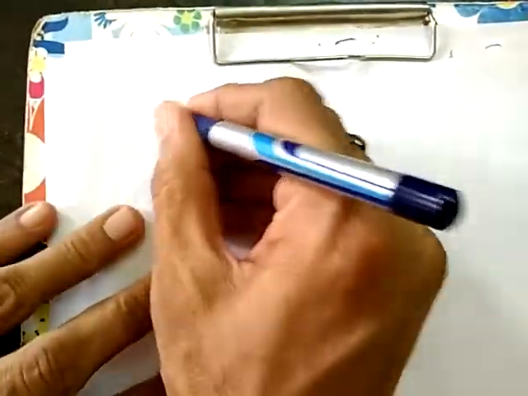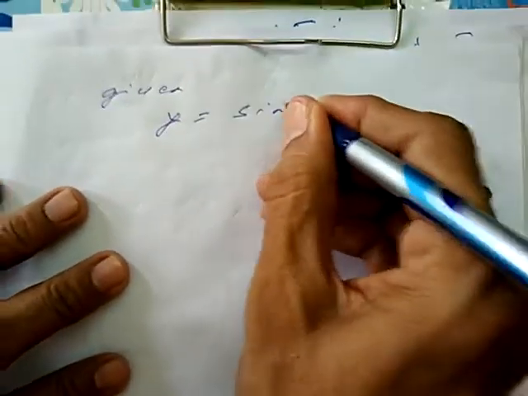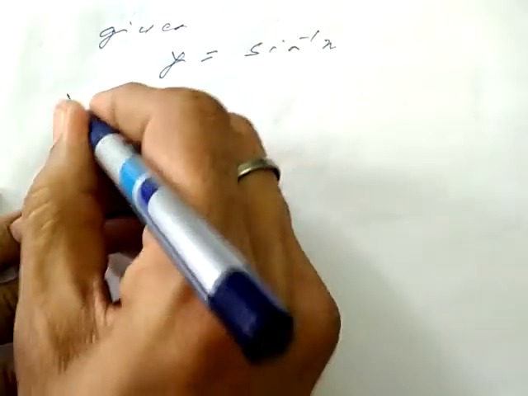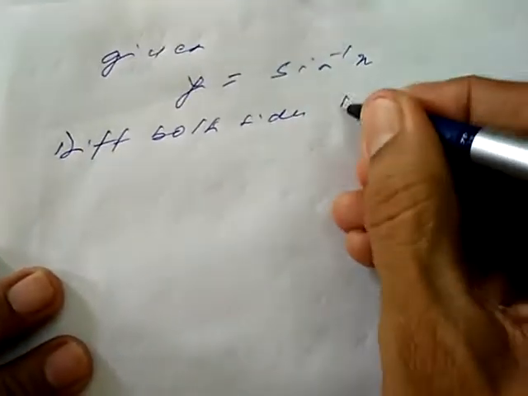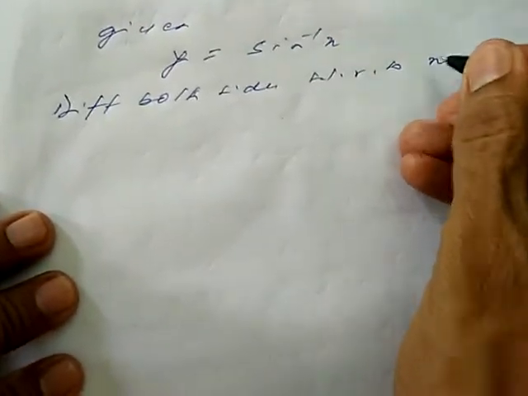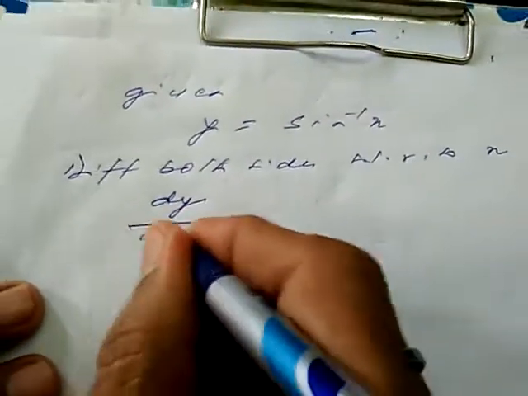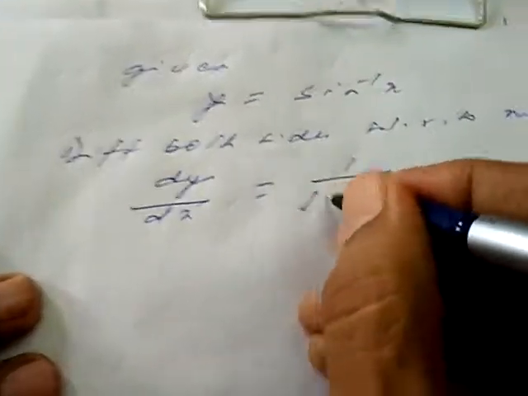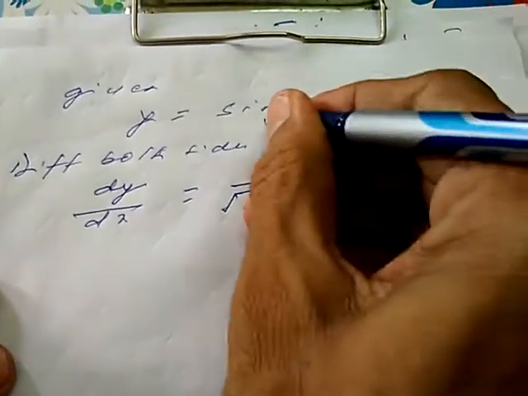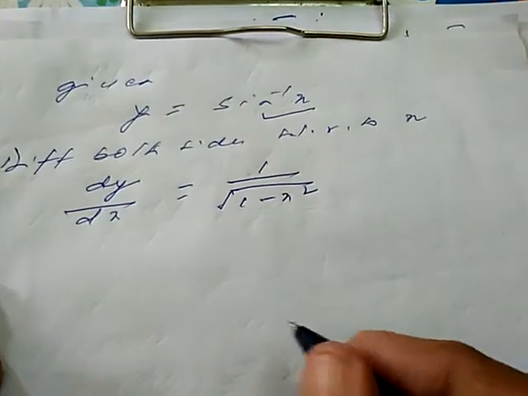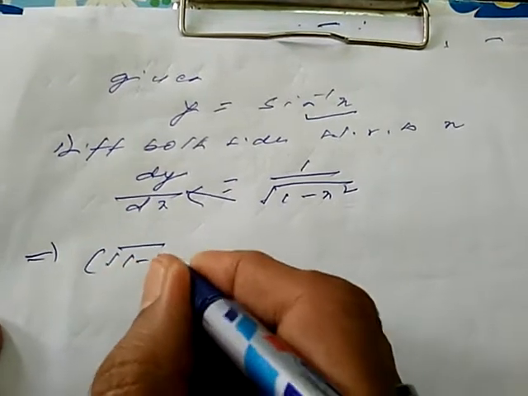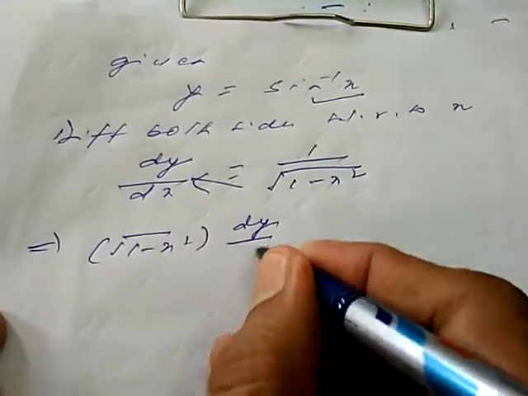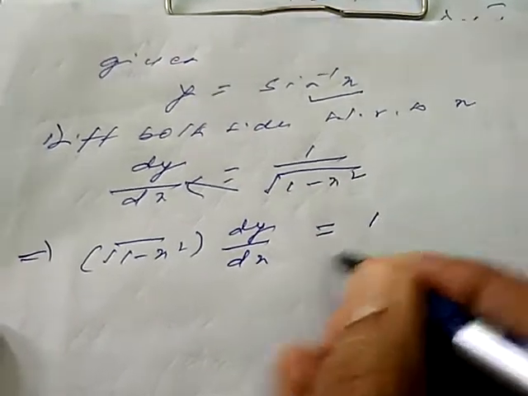Given is y is equal to sine inverse x. What I am doing? Differentiating both sides with respect to x. This is dy by dx, and that will be 1 upon root under 1 minus x square, because the derivative of sine inverse x is 1 upon root under 1 minus x square. Now I am cross-multiplying like this again. This is root under 1 minus x square dy by dx is equal to 1.